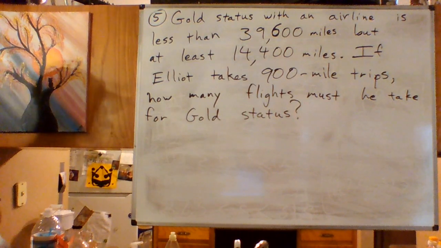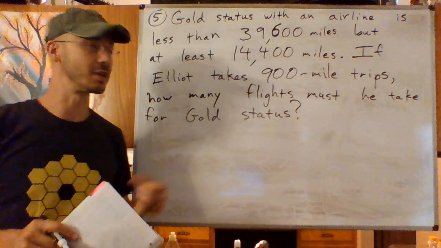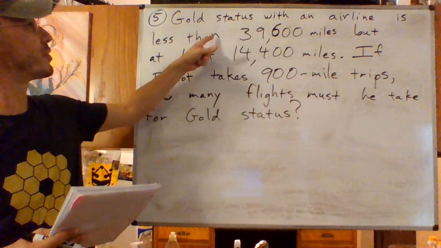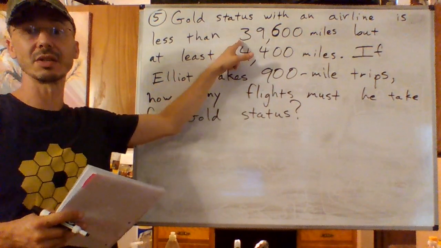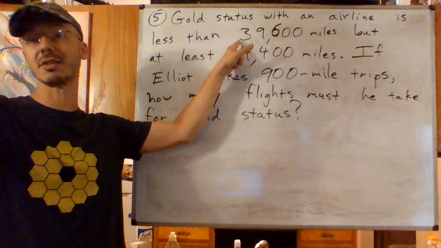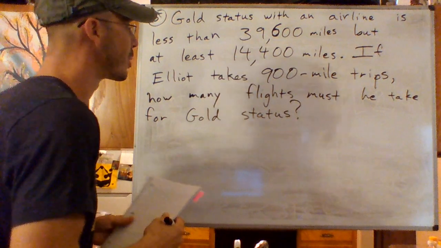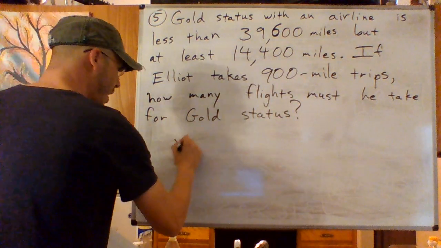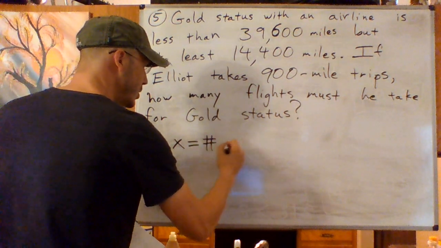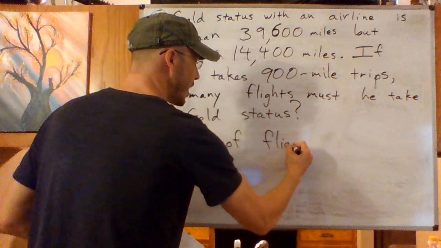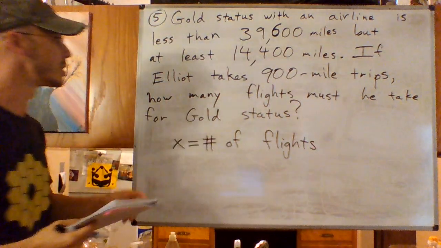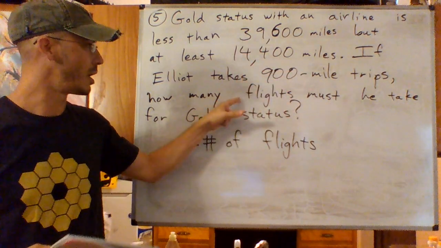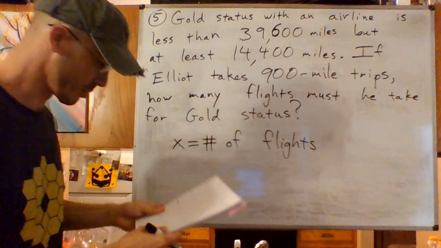So how many of these 900-mile round trips does he have to take to be within the range for gold status? I guess if you have more than 39,600, they're probably going to say you have platinum status or something, but we've got a range here. I'm going to say that X is going to equal number of flights. That's what I'm looking for. How many flights? How many times does he have to go visit in order to earn the points?